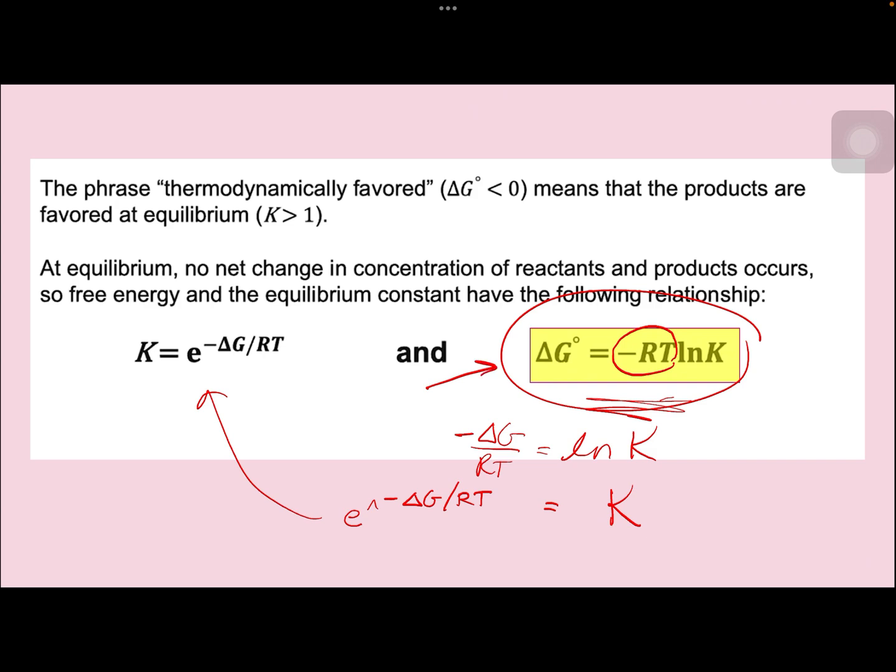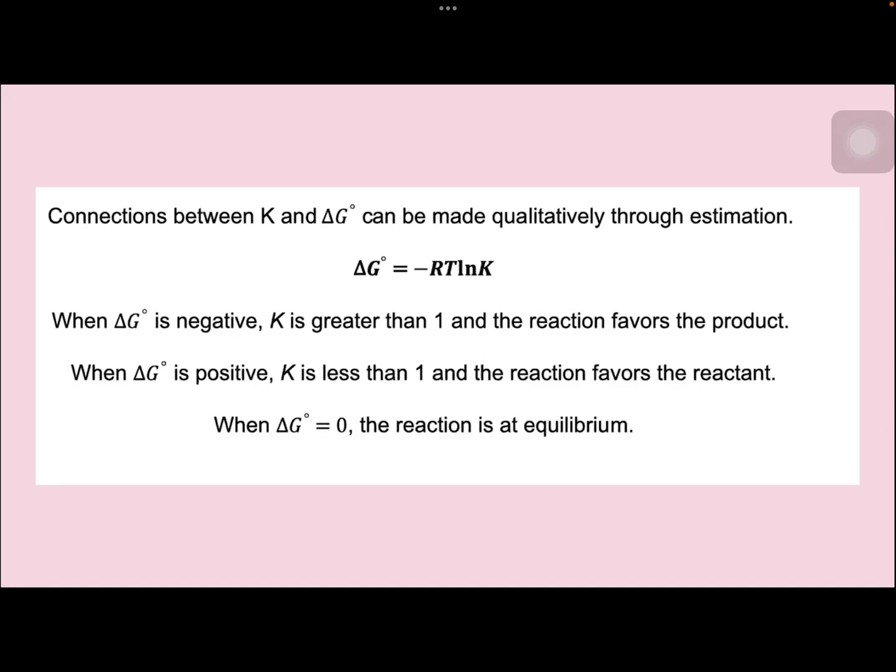So you're given this equation that I have highlighted in yellow, but if you're given delta G and the temperature, you can solve for K by rearranging it. And you need to know how to solve that algebraically on your calculator. Qualitatively, through estimation, this is a prediction sort of thing: if you aren't given the actual numbers, you can make a prediction here.